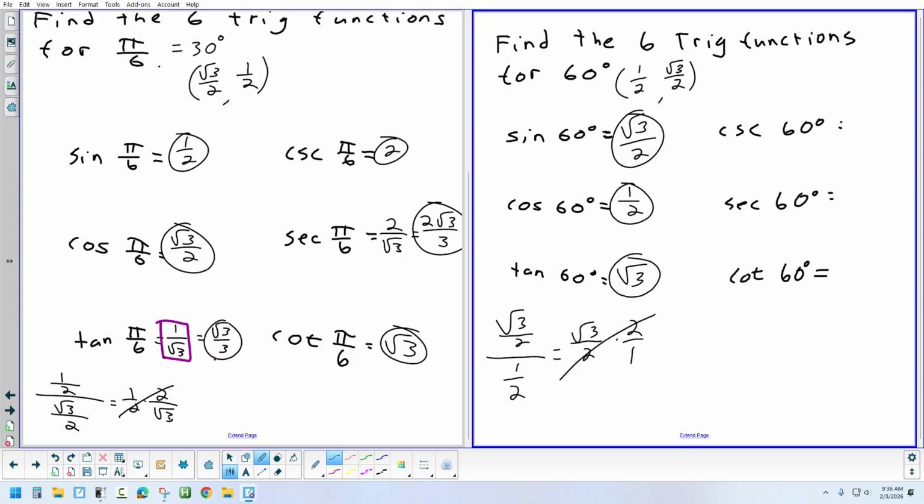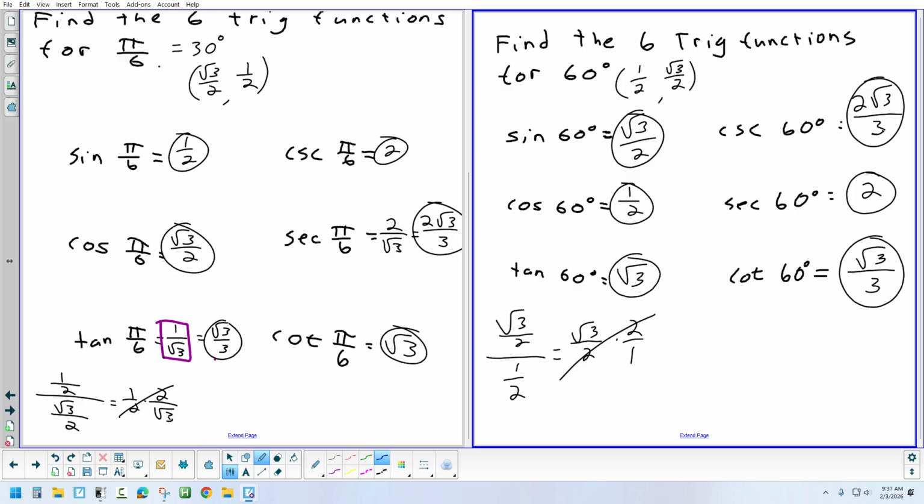So we're not getting any new answers. These are all answers you had in the other problem. They're just in different spots. Okay. What about the cosecant? 2 square root of 3 over 3. It's going to be 2 square root 3 over 3. Okay. What about the secant? 2. And what about the cotangent? Square root of 3 over 3.